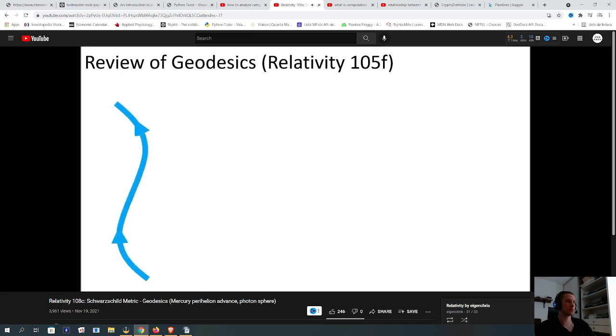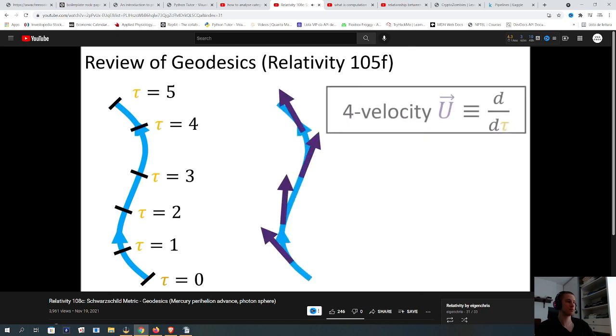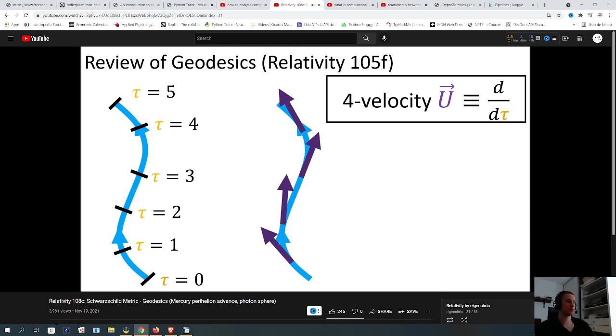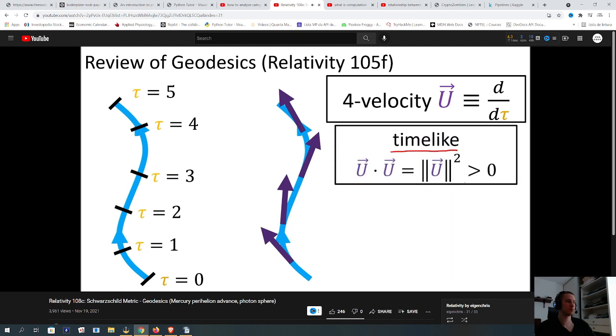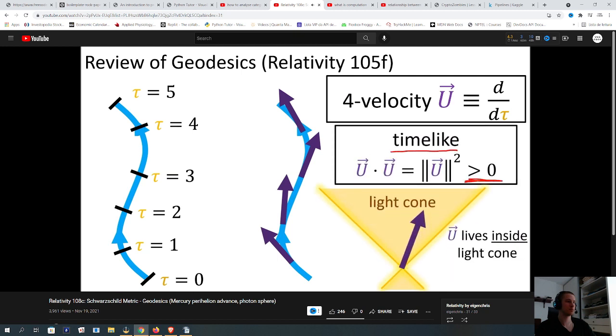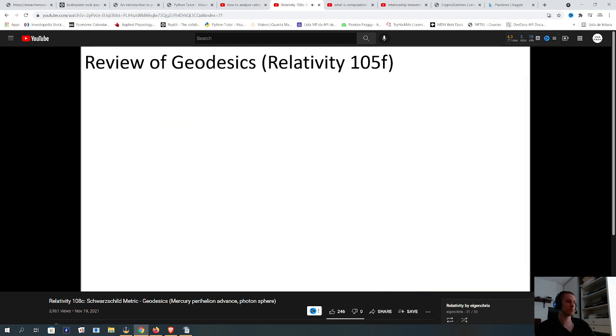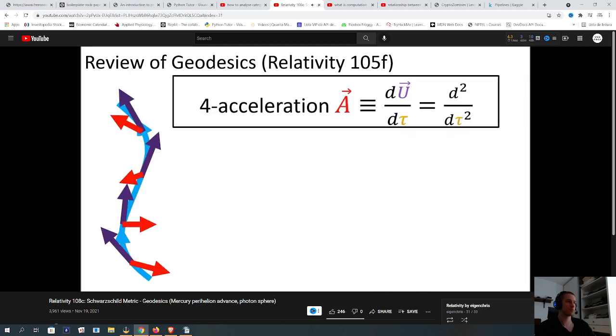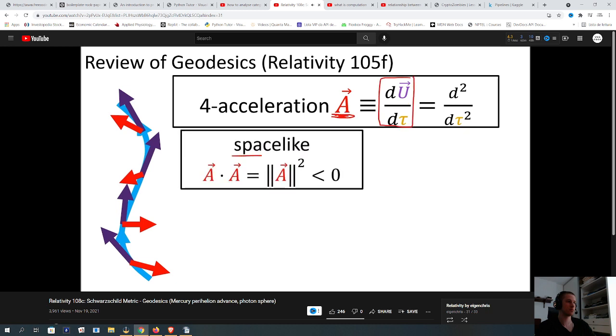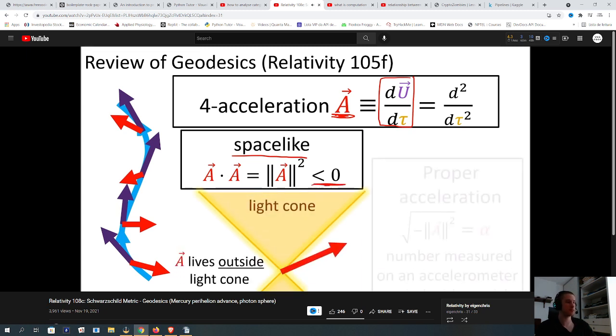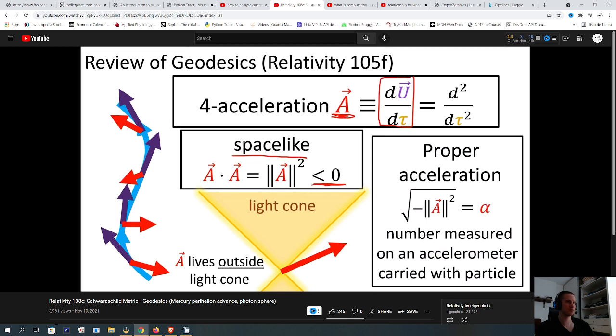A massive particle's world line through spacetime can be parametrized by its proper time tau. The tangent vectors with respect to tau are the particle's four-velocity vectors u. The four-velocity is a time-like vector, meaning its squared length is always positive, and it always lives inside the light cone because massive objects can't travel faster than light. The rate of change of the four-velocity vector with respect to proper time tau is the particle's four-acceleration vector a. The four-acceleration is a space-like vector, meaning its squared length is always negative, and it always lives outside the light cone. The square root of the negative squared length of the four-acceleration vector is the particle's proper acceleration alpha. This is the number that the particle would measure on an accelerometer that it's carrying along with it.